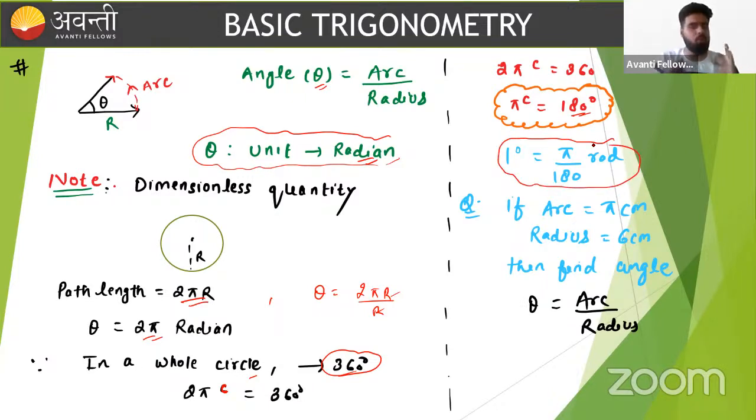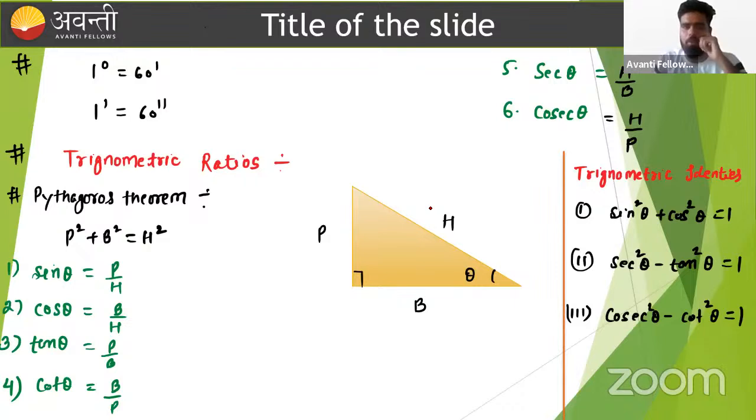If sometimes we have to convert degree into radian, 1 degree can always be written as pi upon 180 radian. So we have to keep in mind this formula. Suppose we want to find the value of 60 degree: pi upon 180 into 60, and this equals pi by 3 radian. In this manner we can convert. Let's move to some more basic points. 1 degree can also be written as 60 minutes, and 1 minute can further be written as 60 seconds.